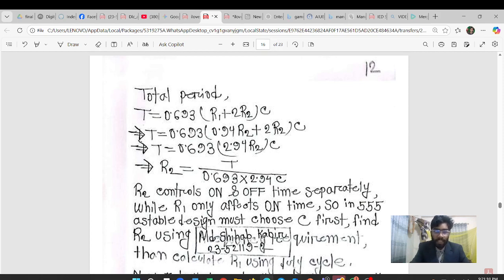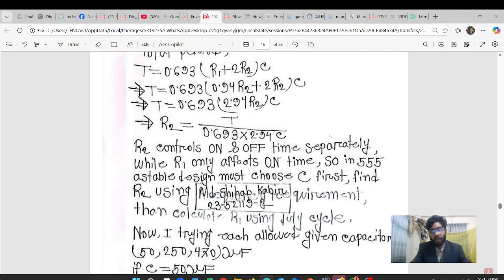Then I need to calculate the total period. I know, according to my DLD course, T equals 0.693 (R1 plus 2 R2) times C, and we calculate R2 equals T by 0.693 times 2.94 times C.